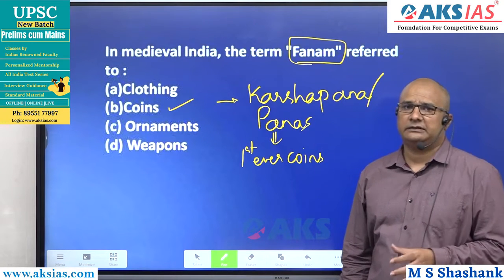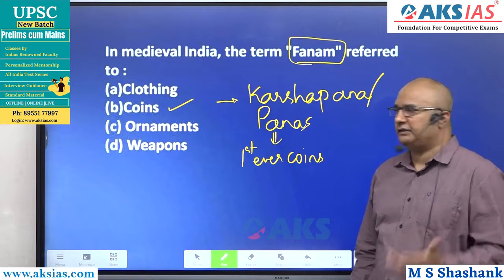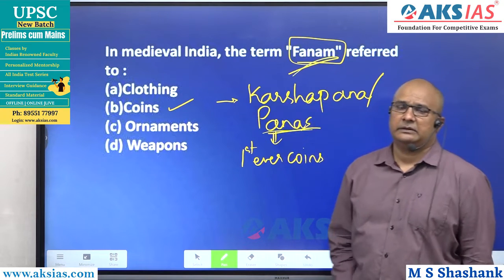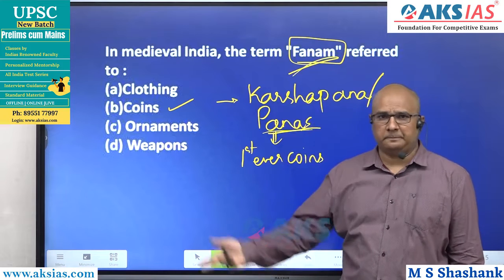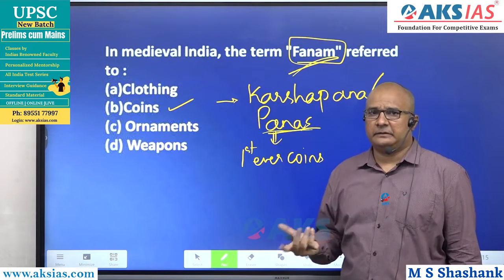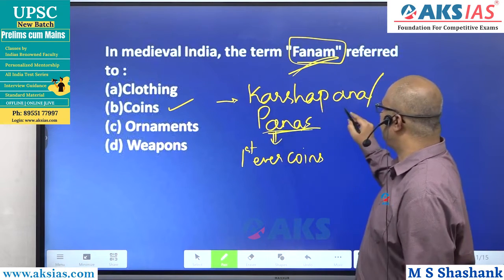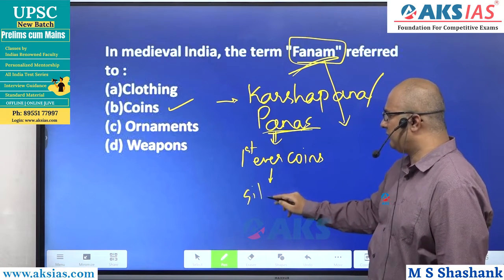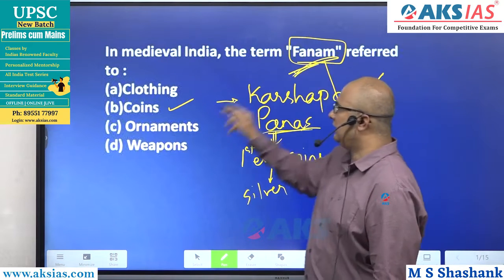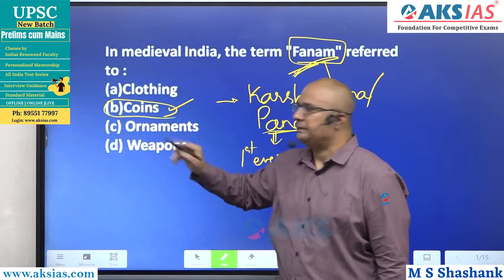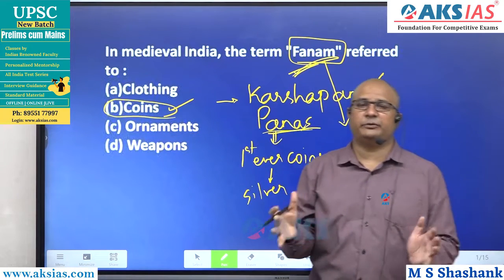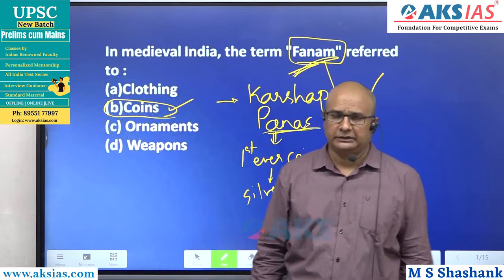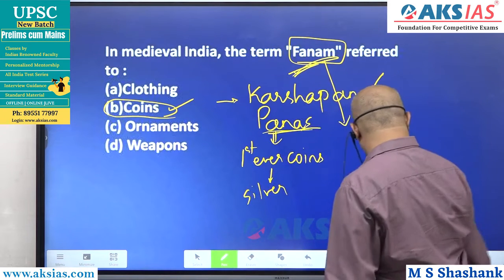And now this word has slowly changed, and this pana has become fana. Pa has become fa, fanam. And the word fanam is referring to some kind of coins. As the panas are silver coins, even the fanam are silver coins. But the fanam were mainly issued in the South Indian region, Tamil Nadu and Kerala areas. Okay, so the answer is coins for this.